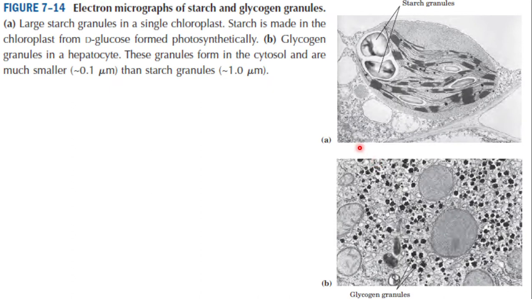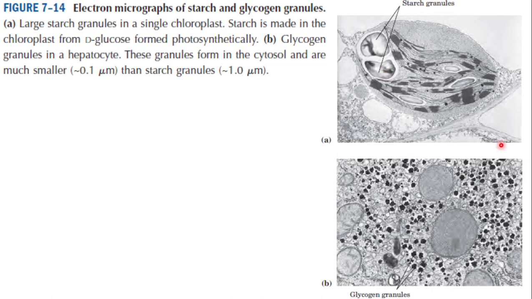What you see here in this diagram is starch granules. You know that this is a chloroplast. What you see here in the first picture is a plant cell. It consists of chloroplast. In the chloroplast we have starch granules. The starch is made by means of photosynthesis. The starch is made up of alpha D glucose residues. It is a storage form of energy in plants.